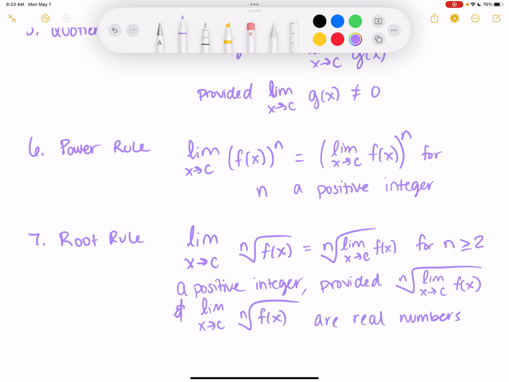So basically, you couldn't have a negative under the radical, because then that would cause it to be imaginary.